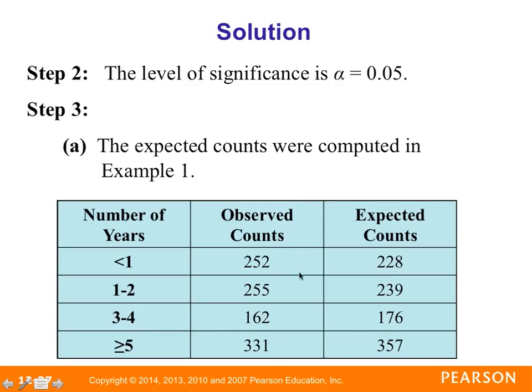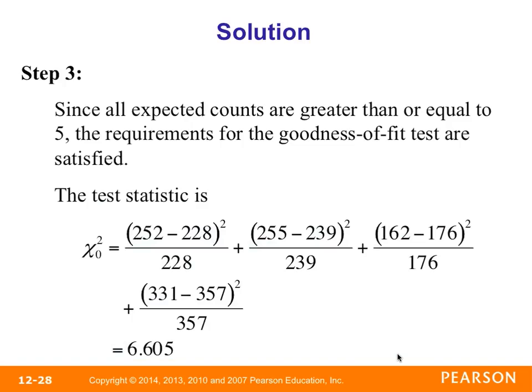We also have some observed counts from the actual survey. So this would be your 1,000 people that were actually asked, and this is what we would expect based on the assumption that it follows the same distribution as the year 2000. Since all of the expected counts are at least 5, we don't have any issues there, so the requirements for the goodness of fit test have been satisfied.